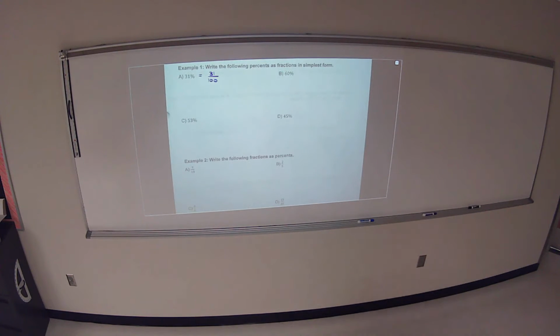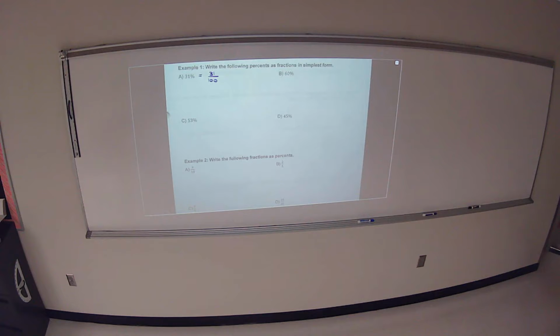Easy enough. Write it as a fraction, you put it over 100. But here's what else you have to be able to do. You got to be able to reduce it. Okay? Do we have any common factors between 31 and 100? No. There it is. That's reduced. Okay? That's all you got to do.